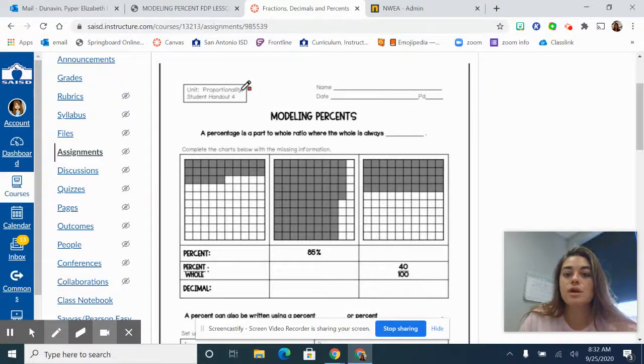Hi guys, so today we're working on MAP testing. If you've already finished your MAP test, then you're working on these two worksheets, and once you're finished, you are done. This is all about makeup work and really understanding percentages.